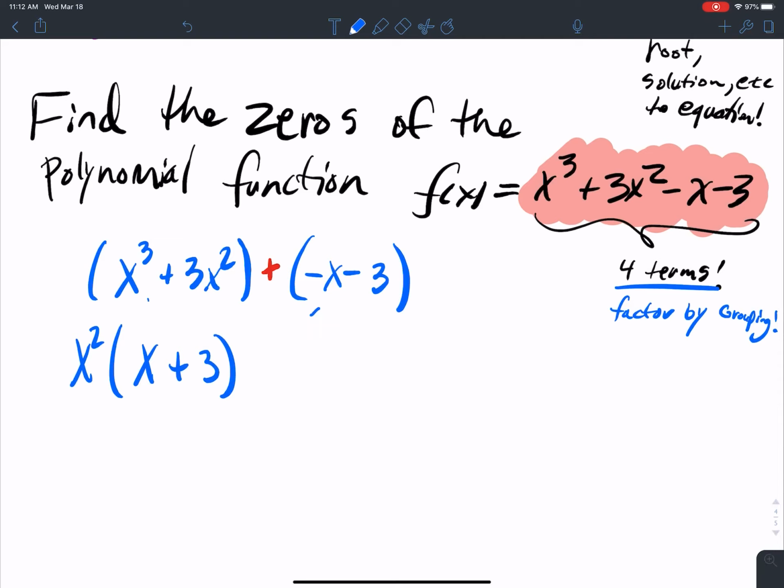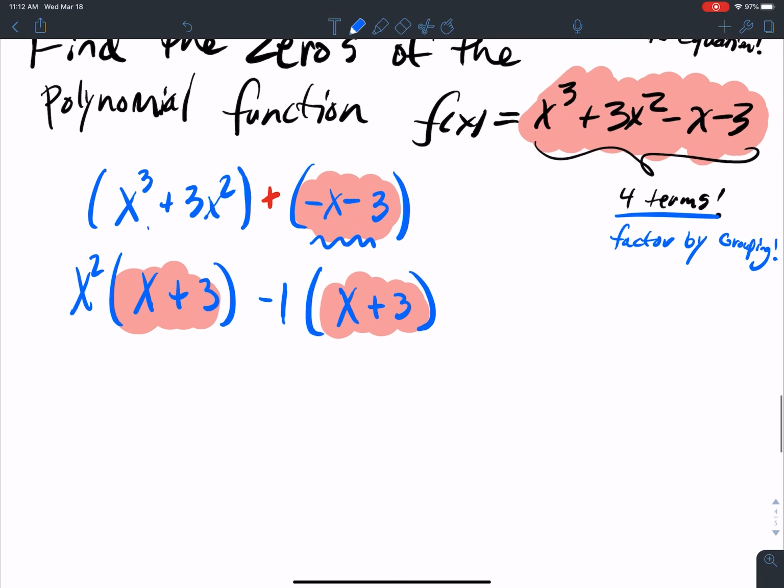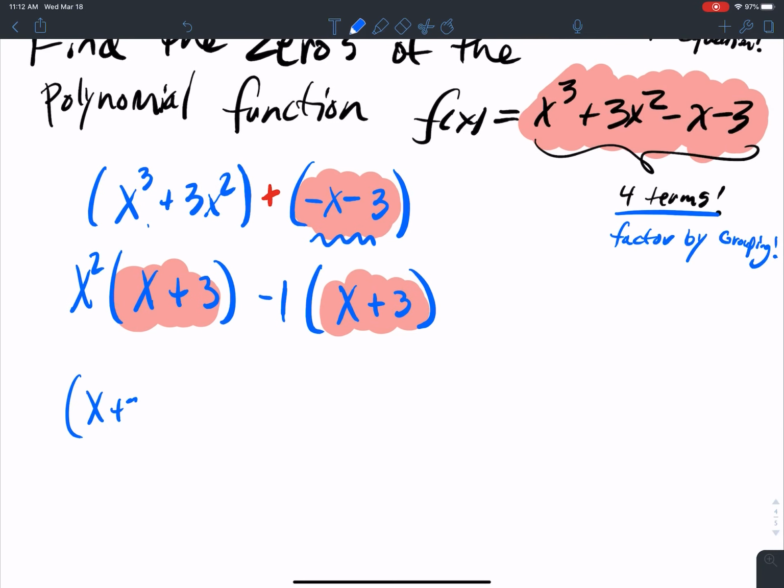For this next one here, I'm looking at it. I want it to match this. How do I make it match it? I need to pull out a -1. If I pull a -1 out, what do I have left inside? x plus 3 left inside here. Okay? So, I have an x plus 3 factor in both of those. I'm going to GCF again, and I'm left with x plus 3. And then what's left? An x squared and a -1.